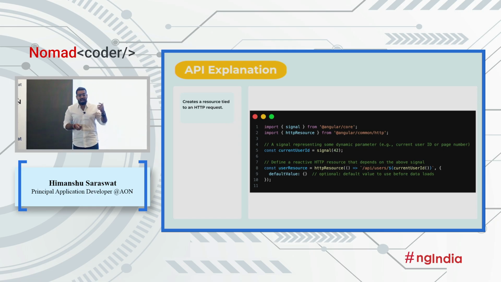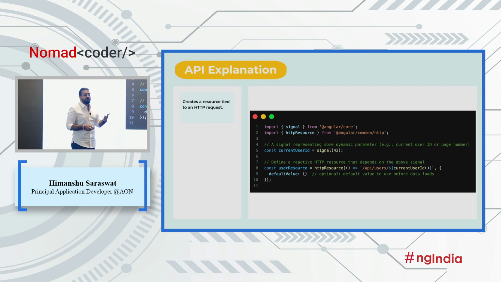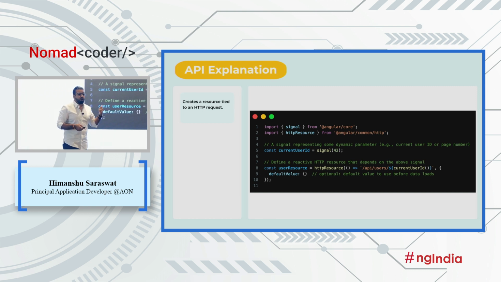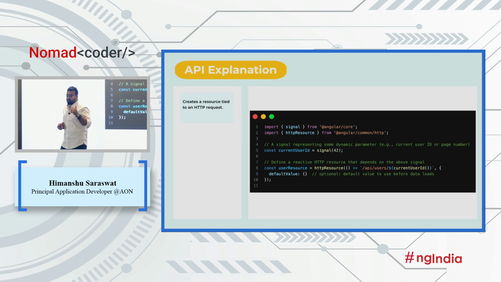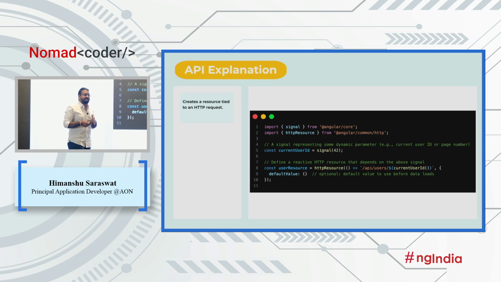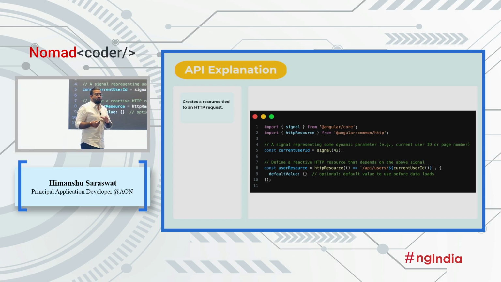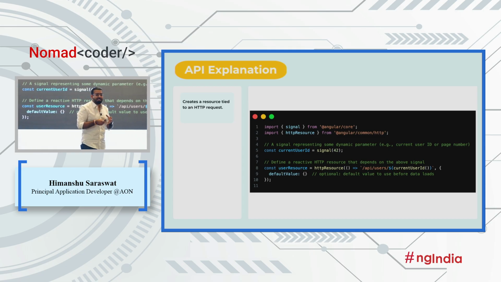So as soon as the ID changes, a new request should be fired. Right now, I'm not using any subscribe or anything else. I have a very neat option there as well, which is default value. So as I said earlier, HTTP resource exposes its status as well as its final value as signals. So it will always hold a value.